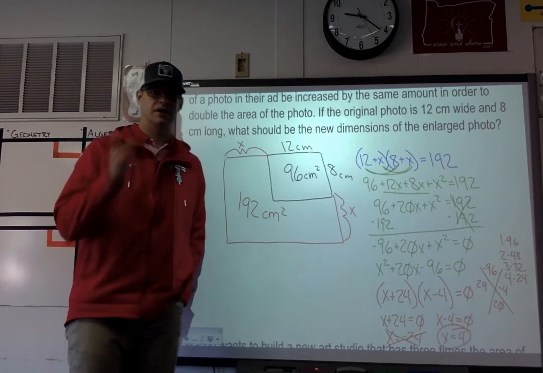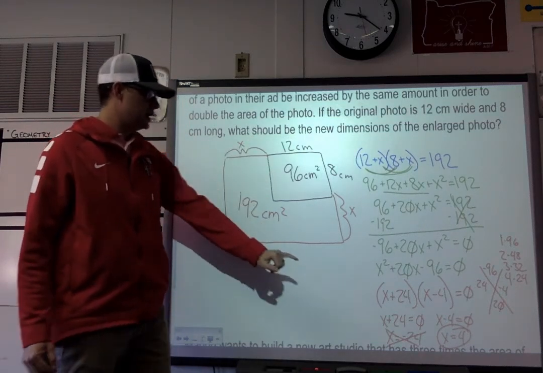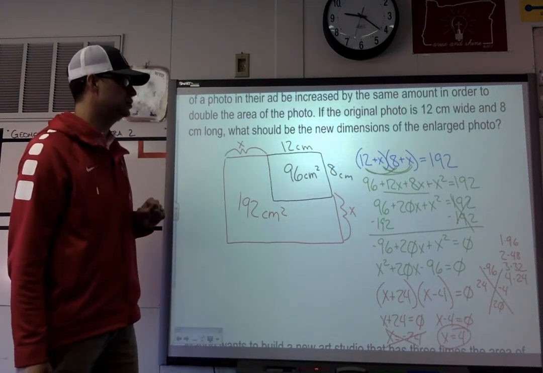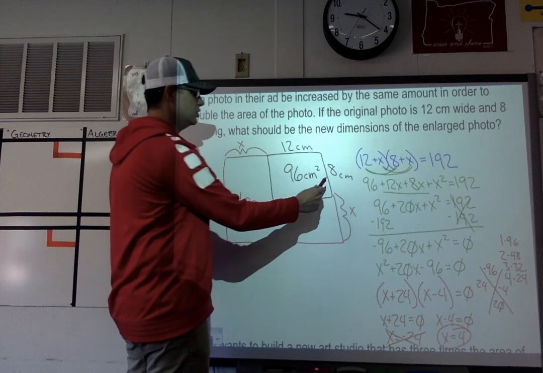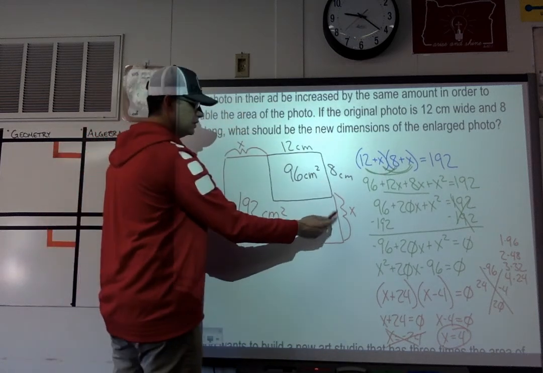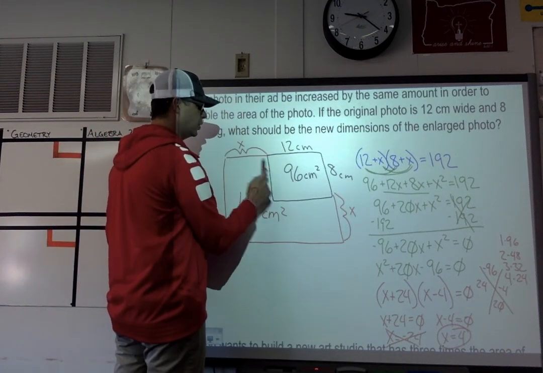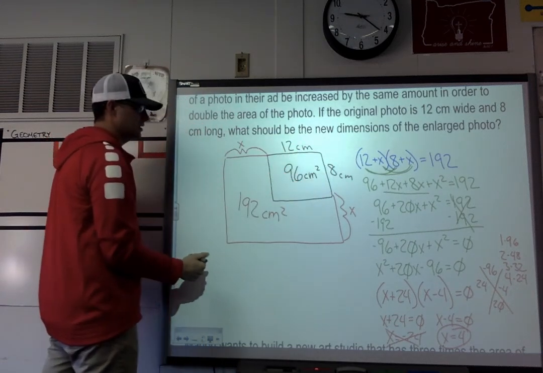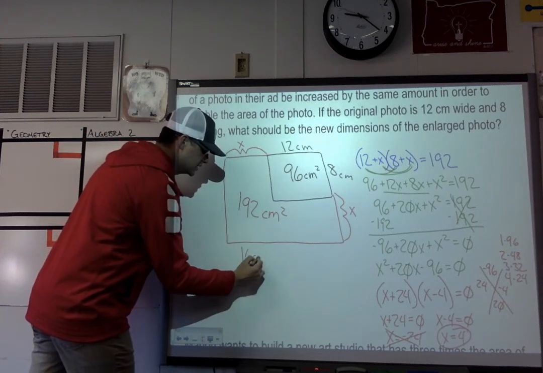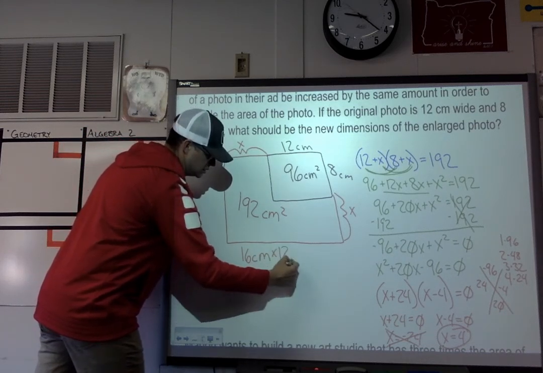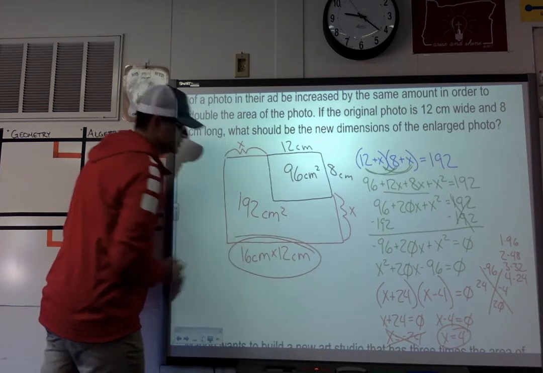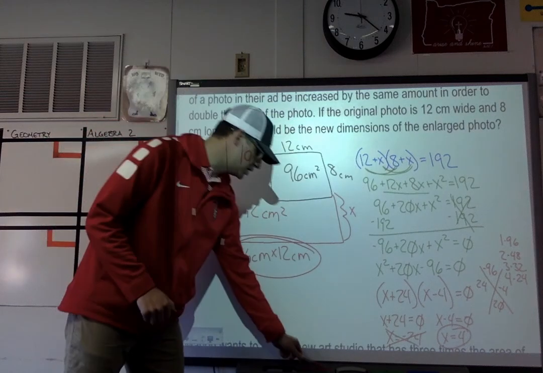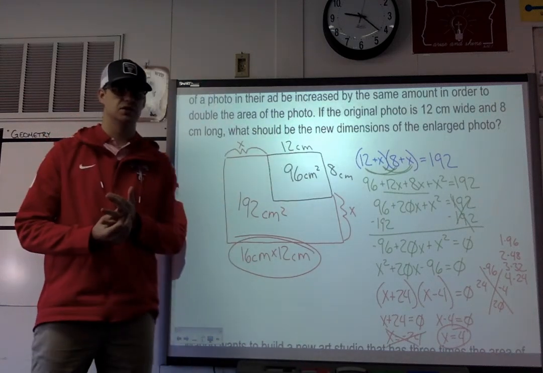But again, that's not our final answer. It doesn't tell us how much each side will be increased by. It asks us what should the new dimensions be. So in order to find the new dimensions, I need to add 4 to both of my measurements. So if it was originally 12 by 8, it will now be 16 centimeters by 12 centimeters. And to check your answer, you could do 16 times 12 to make sure it gives you your area of 192 centimeters squared.